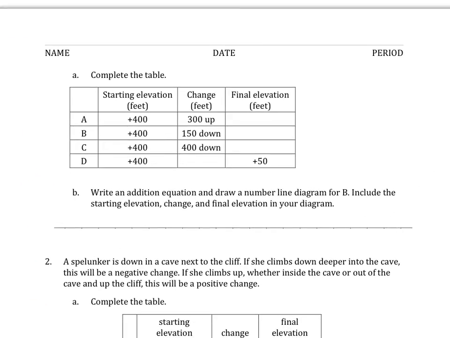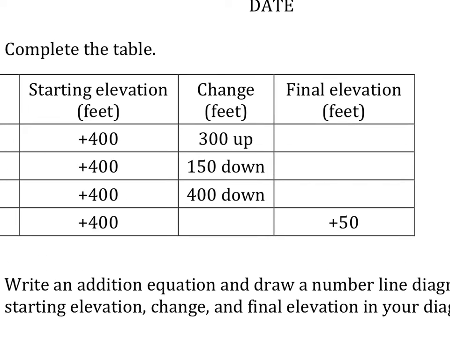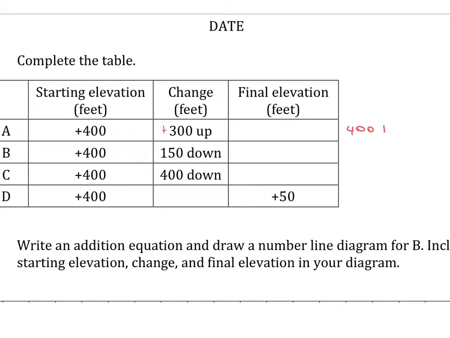Here we can see that we have the starting elevation of positive 400 because she started 400 feet above. And then we have a change in elevation. For the first one, A, it says she starts at 400 and goes up 300, so that's a positive 300. When I think about what my addition problem is, that's going to be 400 plus 300, which we know is equal to 700. So this is a positive 700 feet.